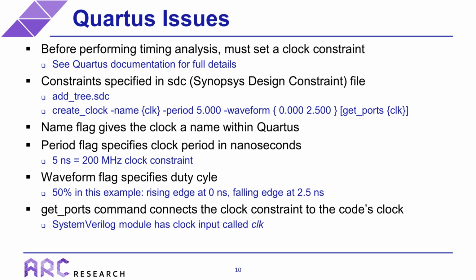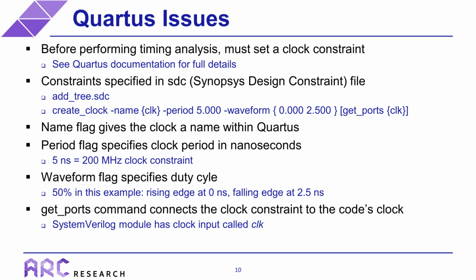Now, before we start with the timing analysis, there are some things we first have to do in Quartus. These are already done for you in the project provided in the repository, but it is important to understand for when you create your own new projects. First, before timing analysis, you have to set a clock constraint, otherwise the timing analyzer doesn't have a deadline to work with. So I'll explain the basics on this slide, but make sure to read the Quartus documentation for the full details of how you can specify constraints.